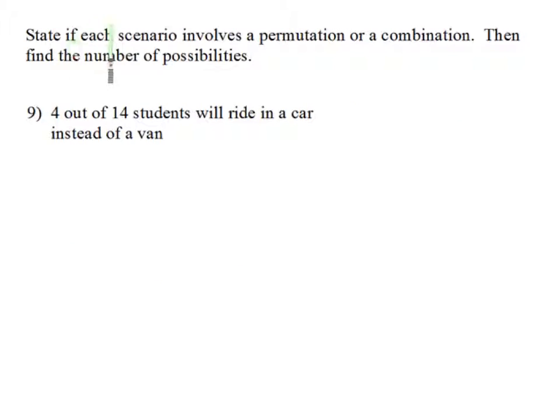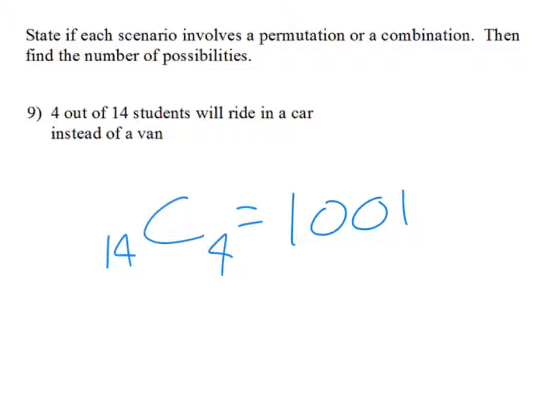Here we're looking at stating whether it's a permutation or combination and finding the number of possibilities. We have 4 out of 14 students who will ride in a car instead of a van. So we're talking about having them ride in the car, not necessarily deciding who's driving and who's sitting where, but just who's riding there. So this would be a combination of the 14 people, selecting the 4 that would ride in the car instead of the van, and we end up with 1001 results.